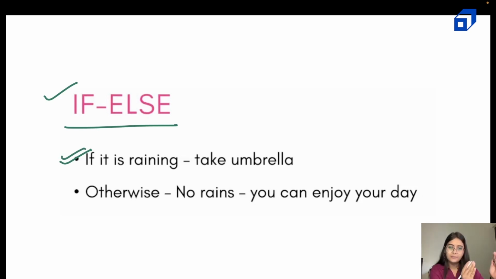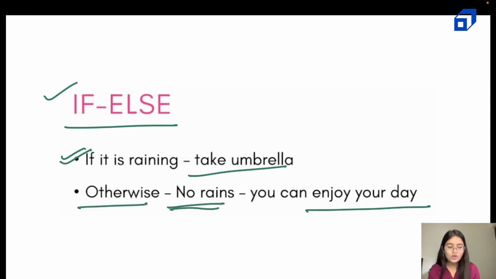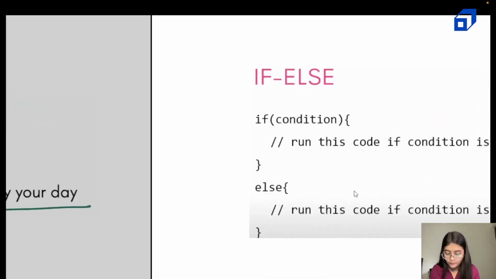If something is happening, then perform these actions, else otherwise if another action is happening, then execute another piece of code, etc. So if it is raining, take an umbrella, otherwise no rain, you can enjoy your day. If you have to write code about these conditions and actions, then you can use if else. Now let's look at the syntax of if else.